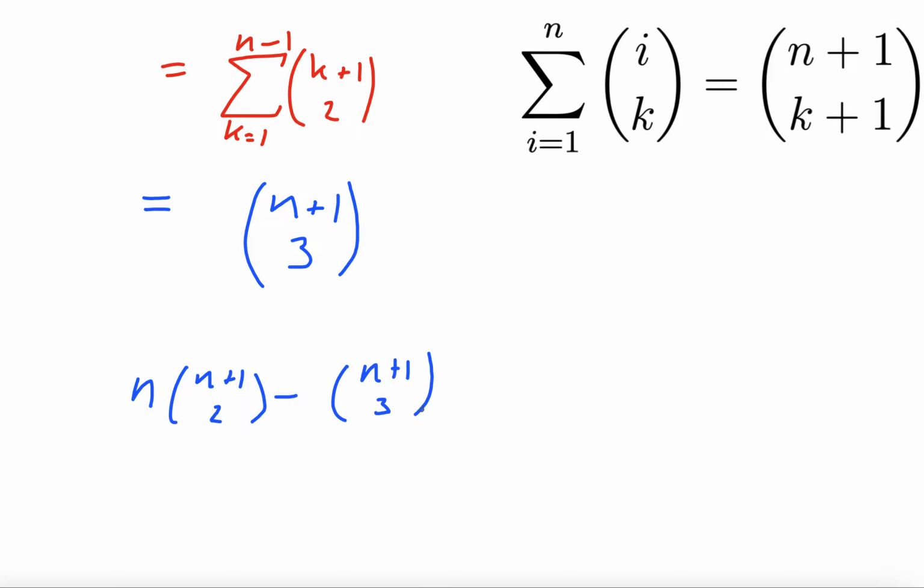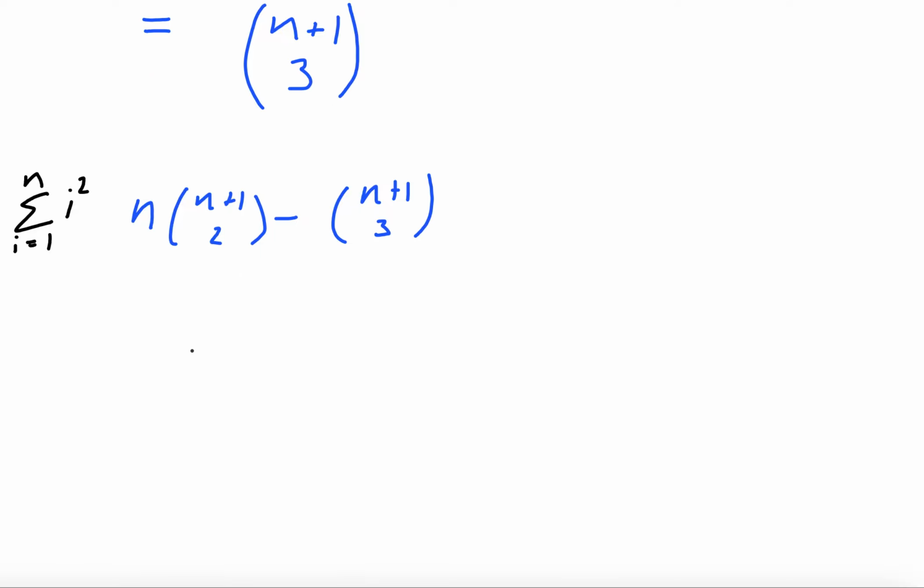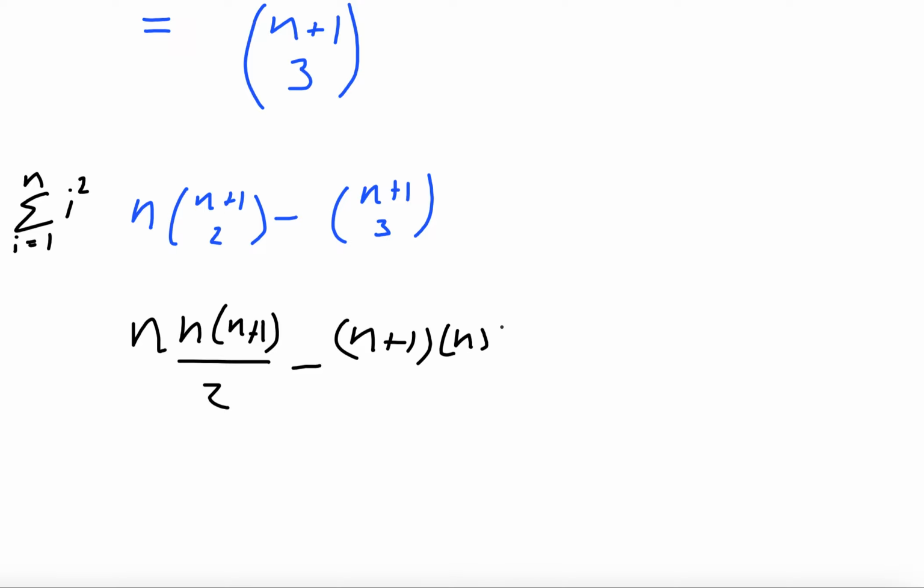And let's see if this in fact gives us a nicer form of the sum of the first n squares. So the sum as i goes from 1 to n of i squared. And so what do we get? n plus 1 choose 2, of course, is going to be n times n plus 1 over 2, and we multiply an n over here. And subtract from that n plus 1 choose 3, which by definition of the combination is n plus 1 times n times n minus 1 all over 6.